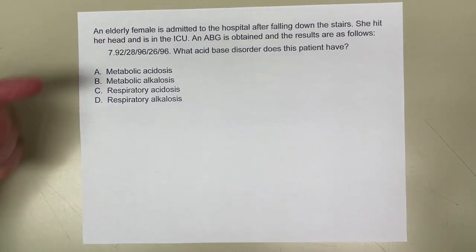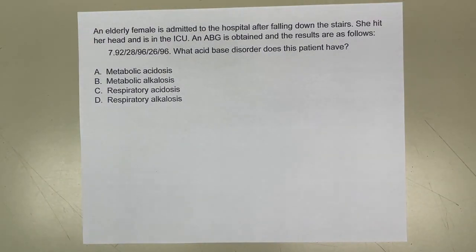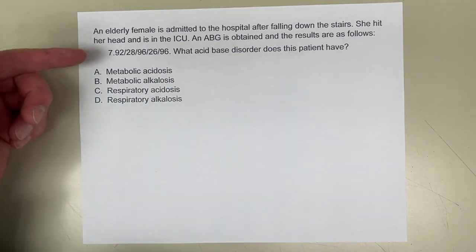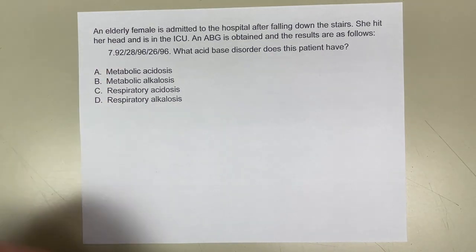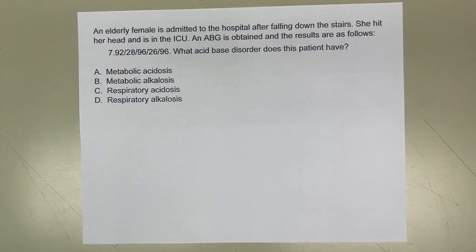An elderly female is admitted to the hospital after falling down the stairs. She hit her head and is in the ICU. An ABG is obtained and the results are as follows: 7.92, 28, 96, 26, 96. What acid-base disorder does this patient have?